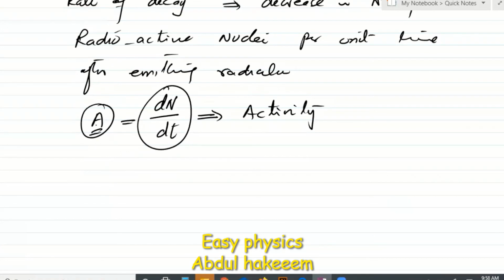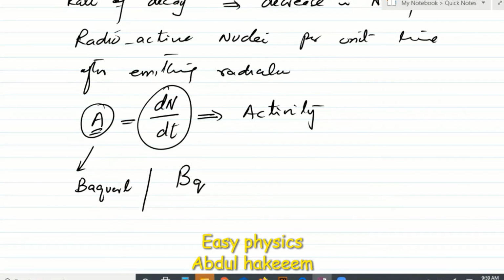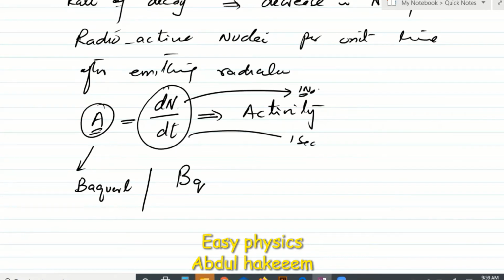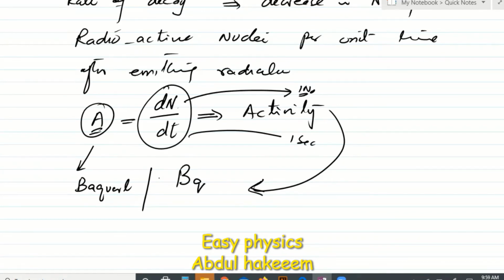And this activity is measured in the unit Becquerel, capital B with small q. If one nucleus is decreasing in 1 second, then the activity of this sample is 1 Becquerel. So the number of the radioactive nuclei decreasing per unit time, this is the activity, and it is measured in Becquerel. So 1 Becquerel activity means one nucleus is decaying in 1 second.